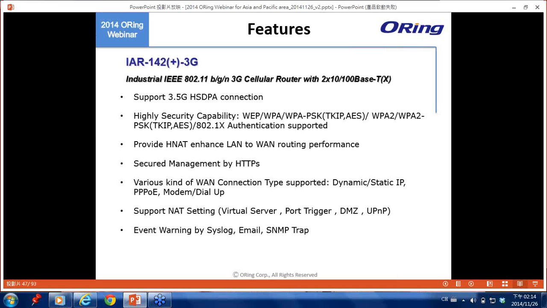IAR 142 3G, as you can see here, has the RF module supporting 3.5G HSPA connection, and some of the router functions here include NAT settings, DMZ, and virtual server functions.